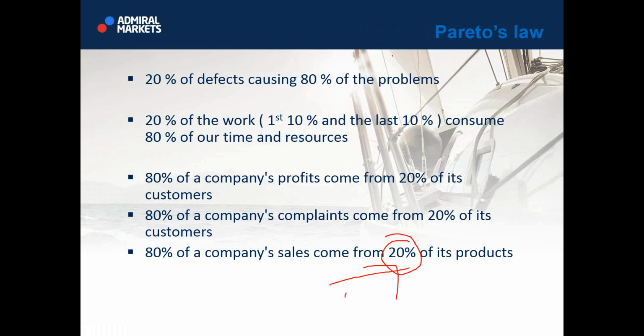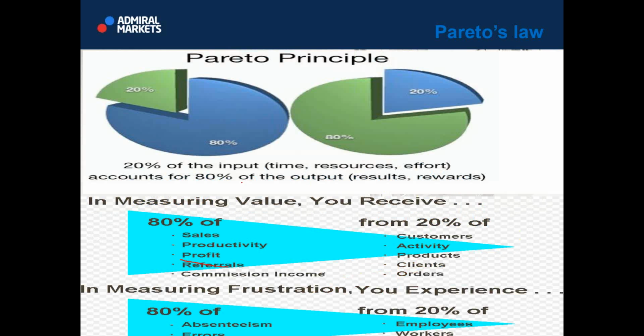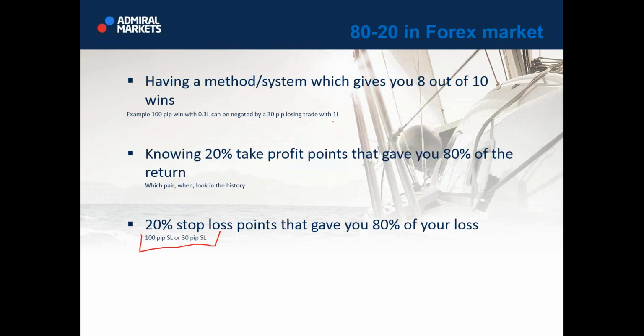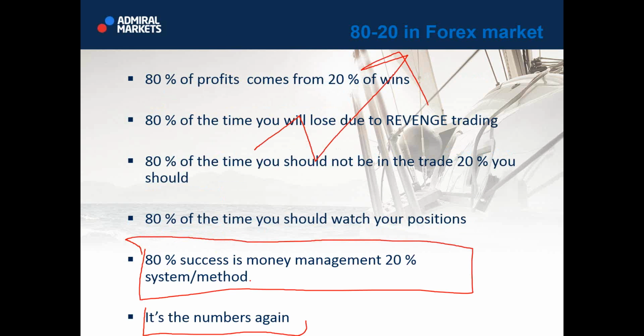Goran, basically I explained Pareto's principle and Pareto's law, and I think that Chris will probably repeat some of those for all of you who entered a little bit late in the webinar. So basically, Goran, 20% of defects cause 80% of the problems. 80% of companies' profits come from 20% of customers. 80% of companies' complaints come from 20% of customers. 80% of company sales come from 20% of its products. This is Pareto's principle. And in the Forex market, for me, the biggest thing is that 80% of success is money management, 20% is system method. Because it boils down to this.